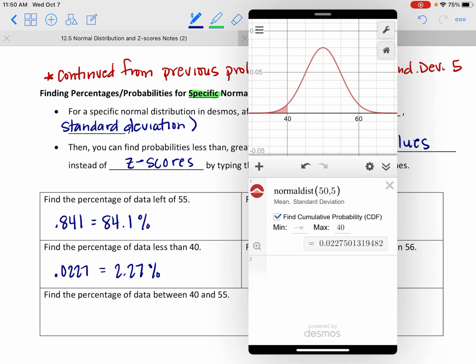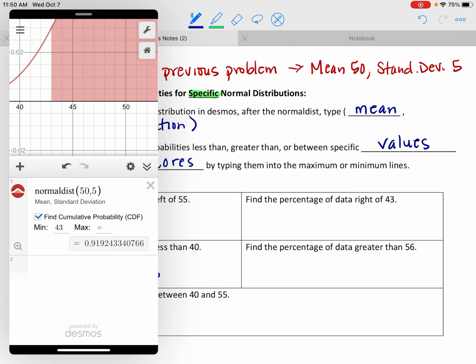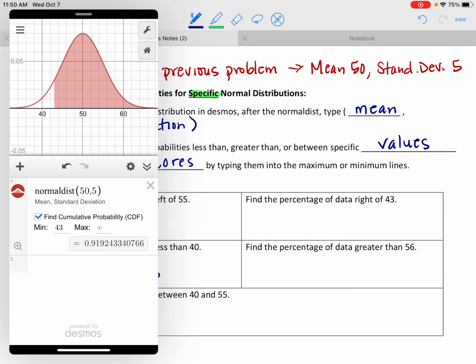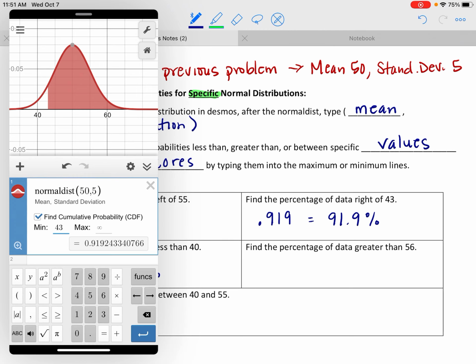If we want to go right of, then we're going to make the minimum our value, and we're going to leave the maximum blank. And now I can see it is highlighted from 43, and then everything right of that is highlighted. So that percentage that is to the right of that value of 43 is 0.919, so 91.9%. And then greater than 56, again, I'm going to make my minimum 56, and I can see from 56 on everything is shaded there, and that is 0.115 or 11.5% of the data.